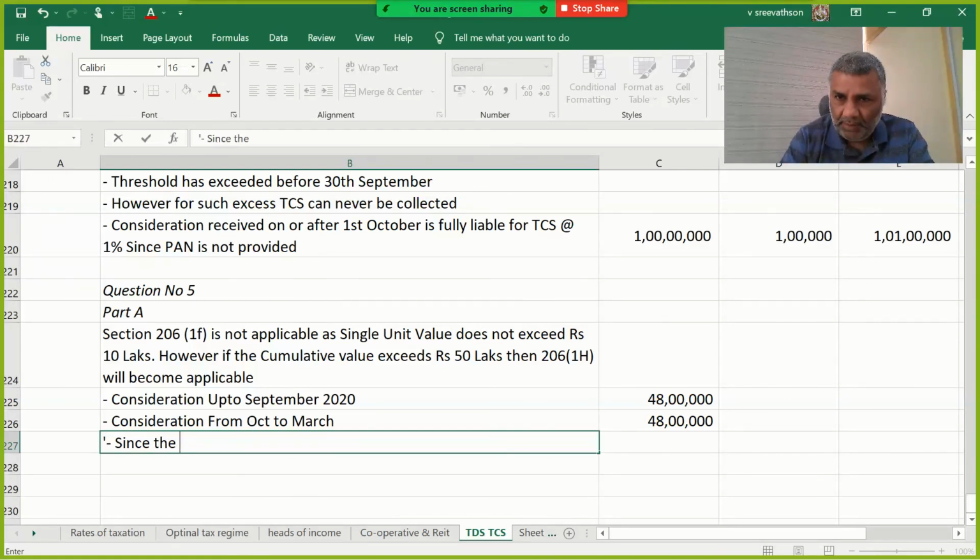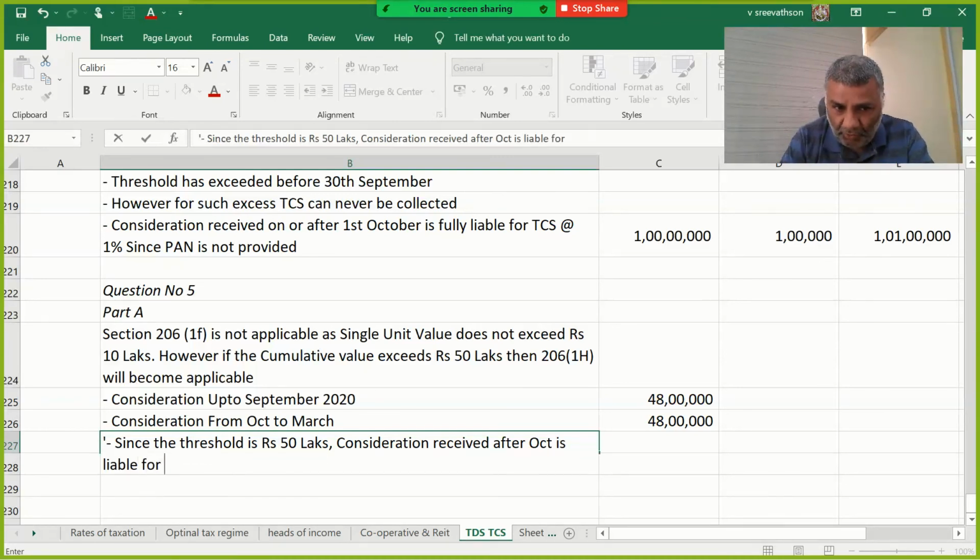Since the threshold is rupees 50 lakhs, consideration received after October is liable for 0.1% TCS, only on the amount exceeding rupees 50 lakhs.